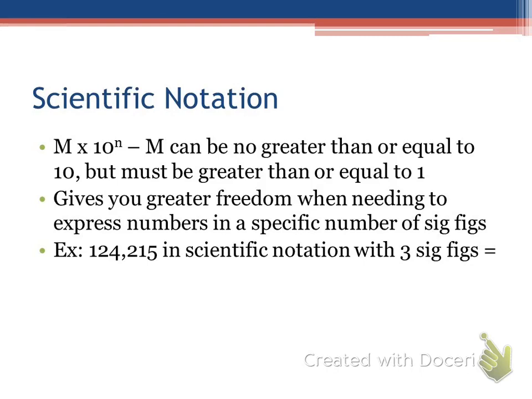Try this one on your own. 124,215 in scientific notation with 3 sig figs. That's pretty close to the number I just made up in my head. All right, what you got? Times 10 to the what? Do we agree? 10 to the third. What should it be? To the fifth. This has to go here, 1.24, right? That would give us a number between 1 and 10, and then we can move it to our original decimal place. So we moved it 5 places.